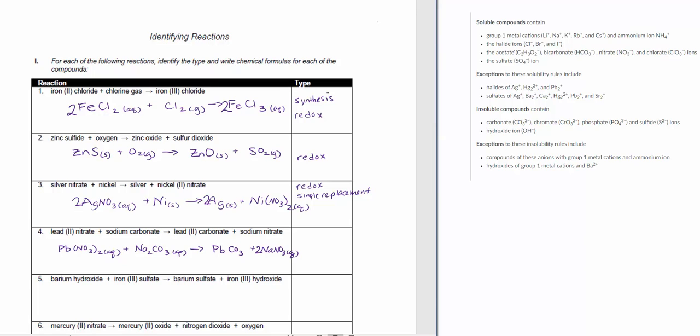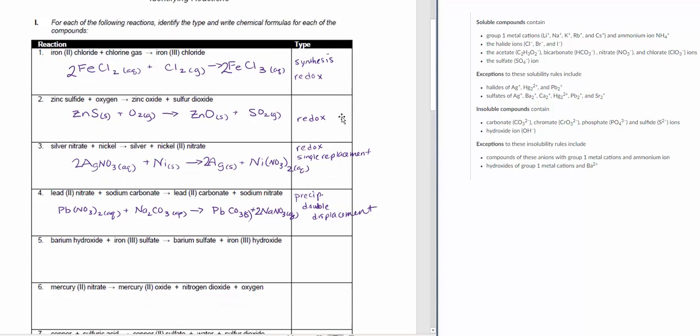I'm going to come over here to my solubility rules, and I'm looking for carbonate. Most carbonate compounds are insoluble except group 1 metal cations and ammonium. So this is going to be a solid. So this is a precipitation reaction. This is also a double displacement reaction.